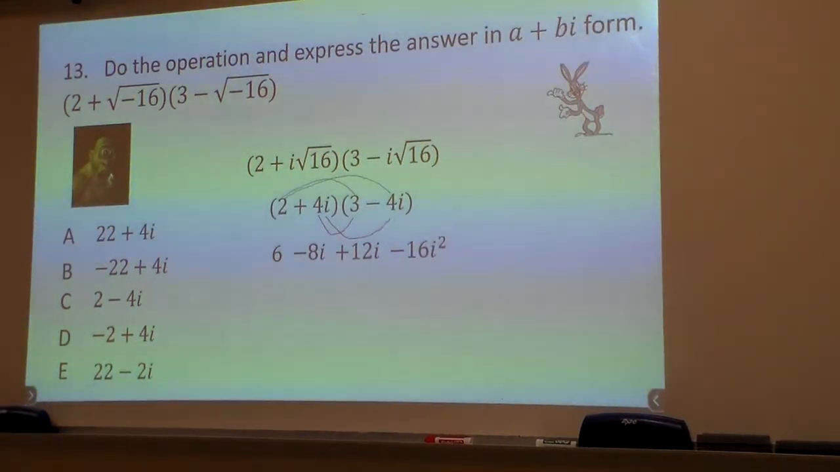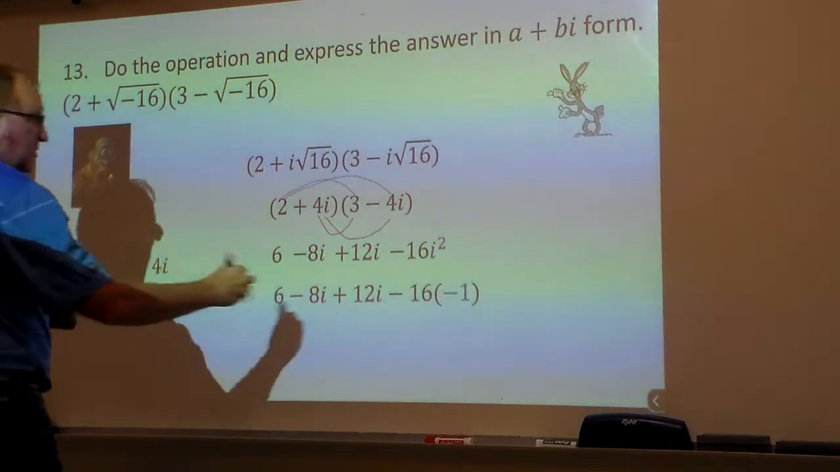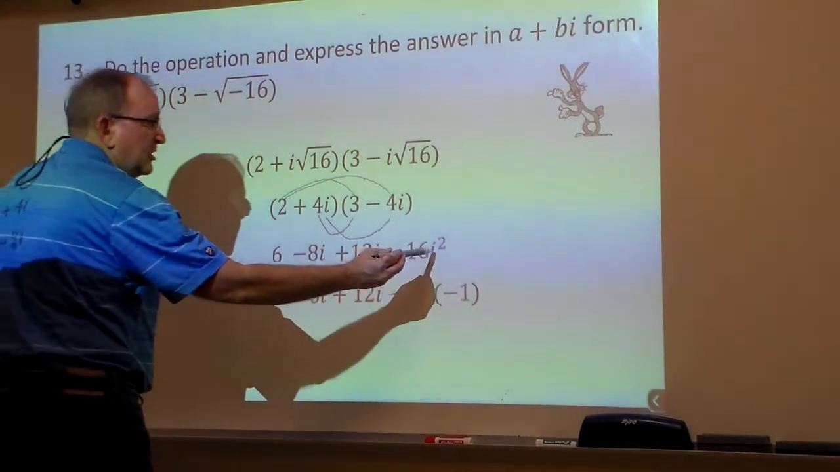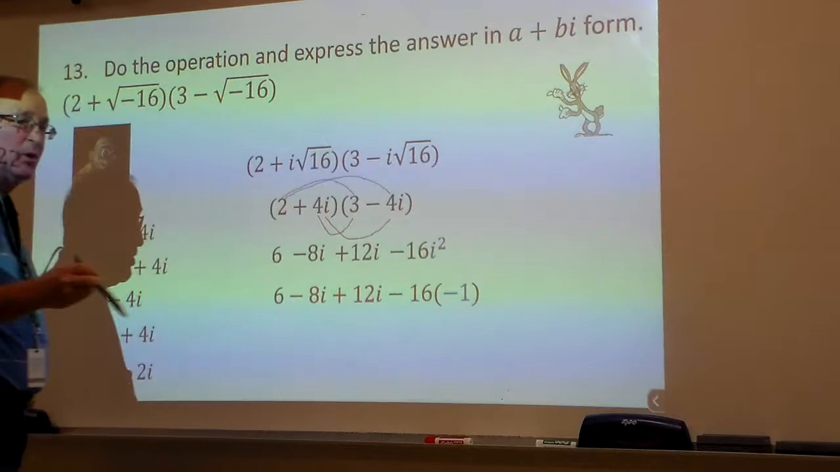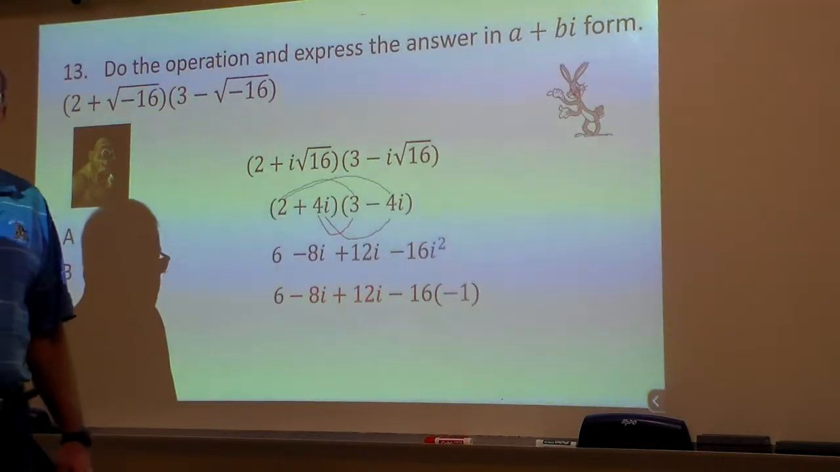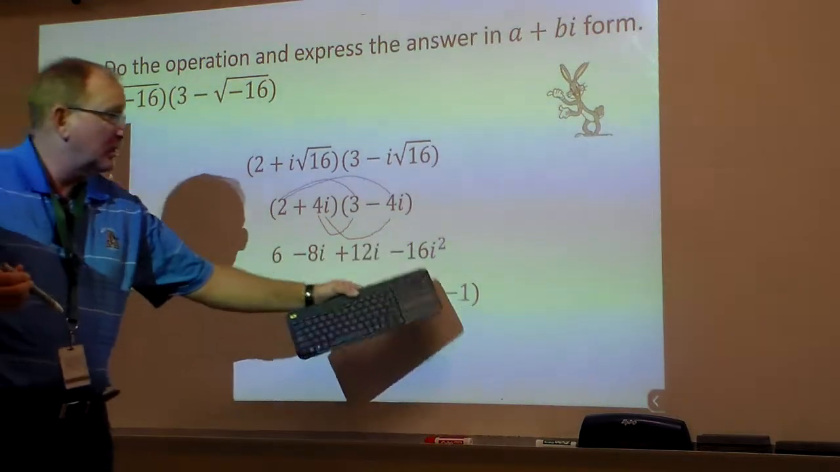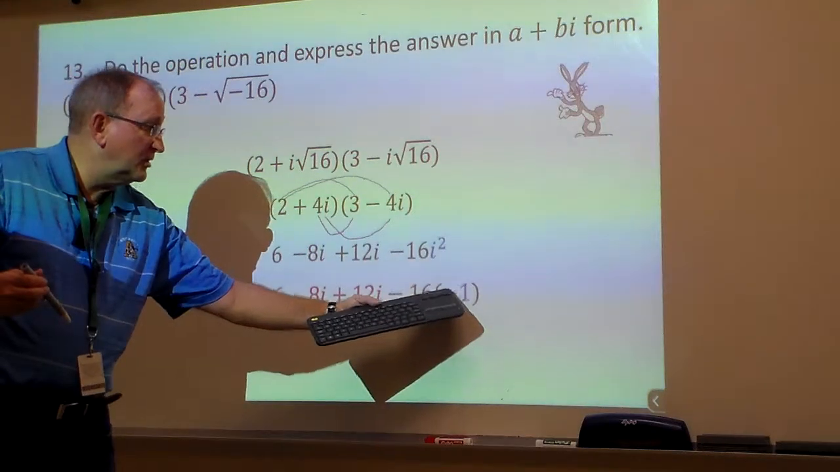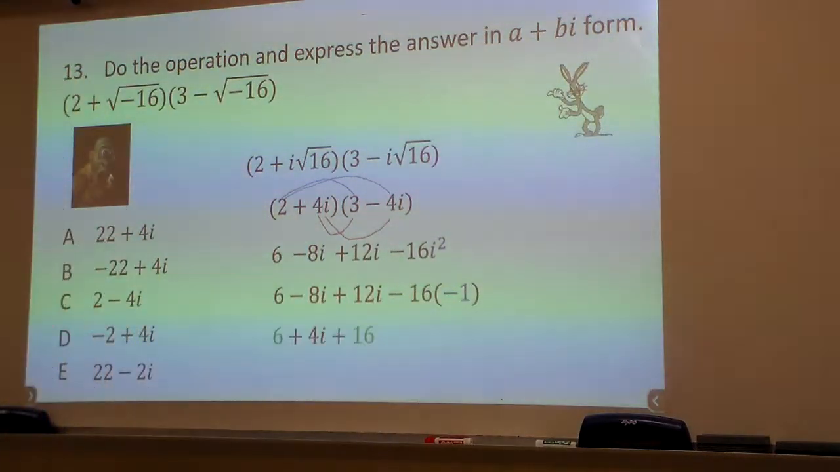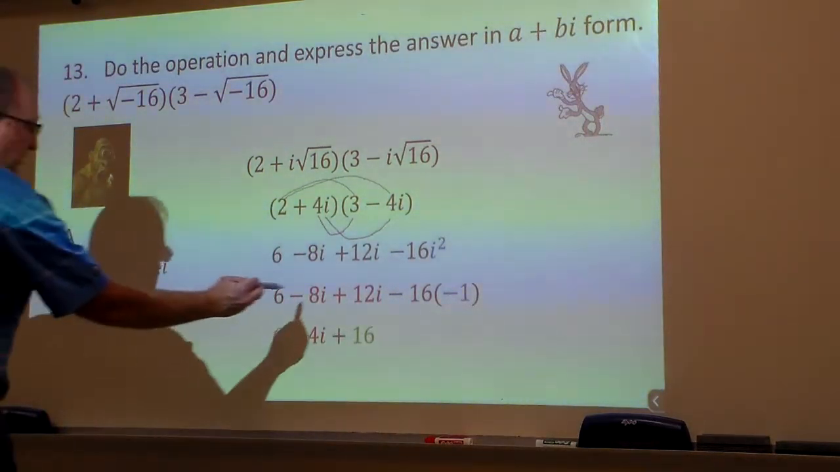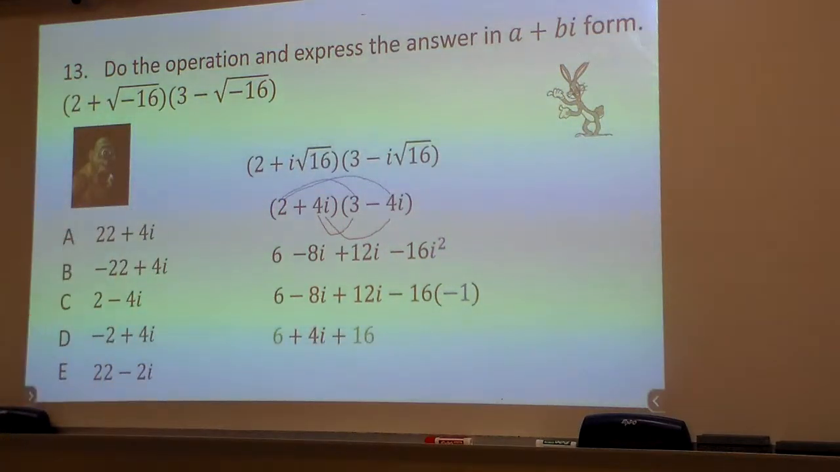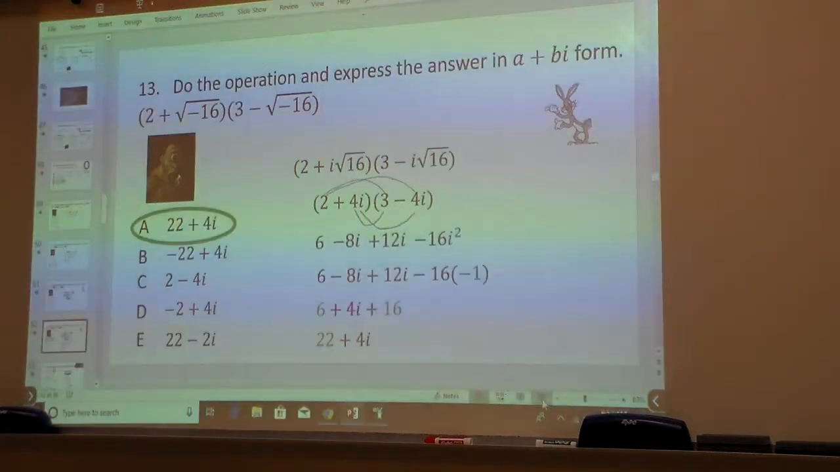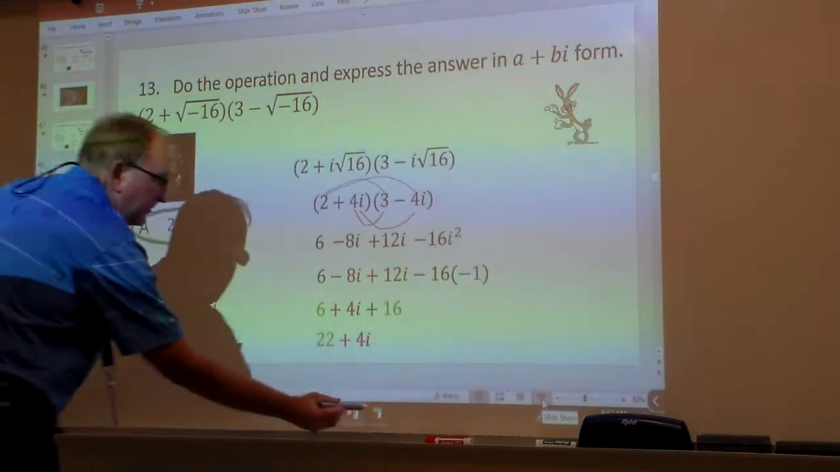Now here's what's nice. I can add these two together, but i squared, you cannot have more than one i, because think about it, i squared by definition is some number that equals -1. So if I have an i squared, I can make it -1. Well, -1 times -16 is going to make that positive 16. This -8i plus 12i is going to be 4i, and 6 plus 16 is 22 plus 4i. All right, awesome. Now then, let's check it out with the calculator.